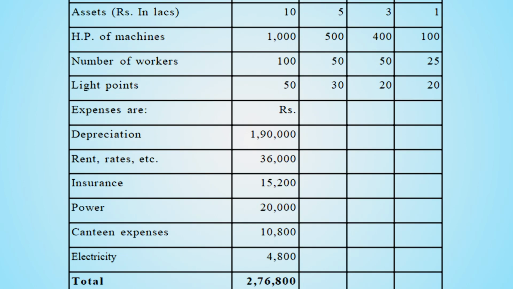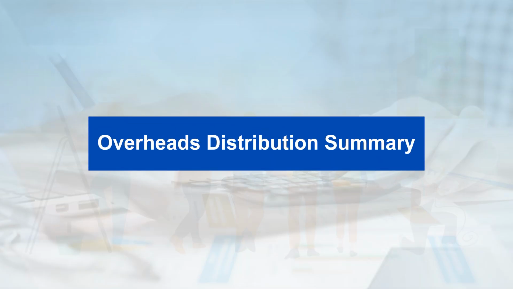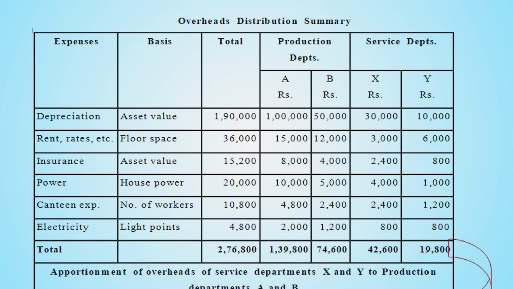The expenses are given as depreciation rupees 1,90,000, rent and rates rupees 36,000, insurance rupees 15,200, power rupees 20,000, canteen expense rupees 10,800, electricity rupees 4,800. Therefore, total expenses or overheads given is rupees 2,76,800. Now, let us see the overhead distribution summary for this total amount of rupees 2,76,800.